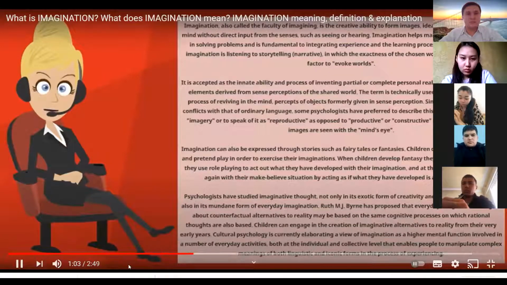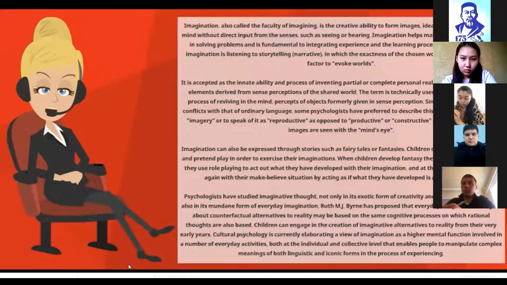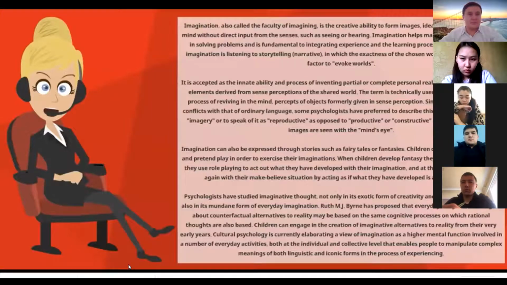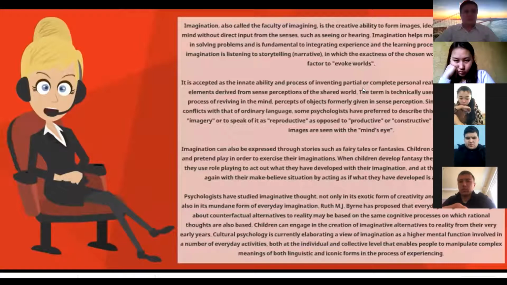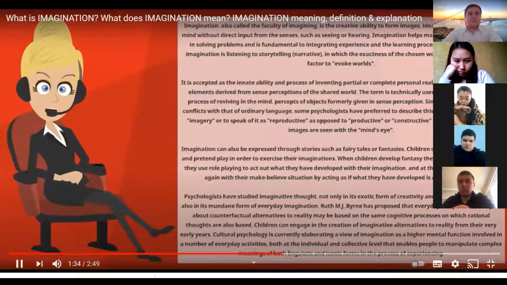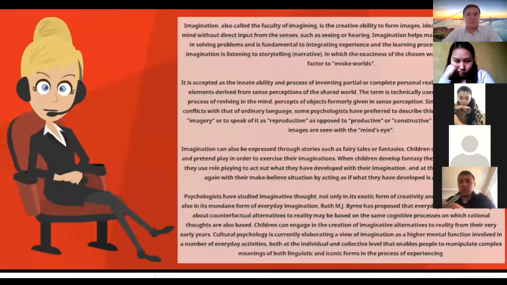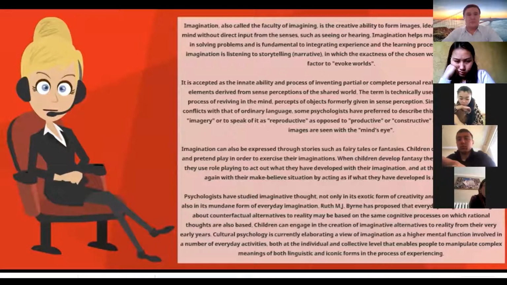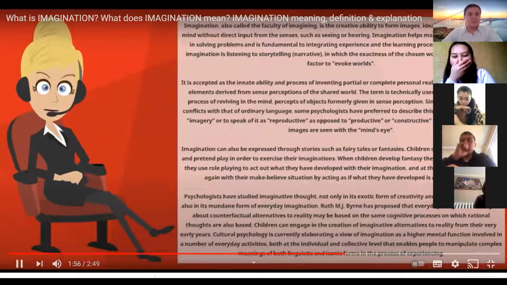The term is technically used in psychology for the process of reviving in the mind percepts of objects formerly given in sense perception. Since this use of the term conflicts with that of ordinary language, some psychologists have preferred to describe this process as imaging or imagery, or to speak of it as reproductive, as opposed to productive or constructive imagination. Imagined images are seen with the mind's eye. Imagination can also be expressed through stories such as fairy tales or fantasies. Children often use such narratives and pretend play in order to exercise their imaginations. When children develop fantasy, they play at two levels. First, they use role play to act out what they have developed with their imagination, and at the second level, they play again with their make believe situation by acting as if what they have developed is an actual reality.